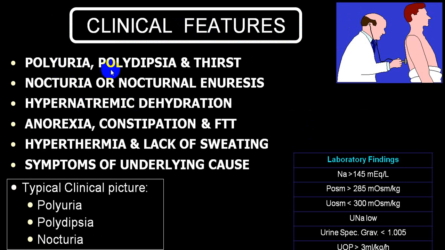So polyuria, polydipsia, increased thirst, nocturia, nocturnal enuresis, hypernatremic dehydration, and because of hypernatremia, the person will have CNS symptoms like altered behavior, irritability, seizures, and can even become comatose. Along with hypernatremia and dehydration, the person will develop anorexia, constipation, hypothermia, lack of sweating, and symptoms of the underlying cause. Whatever the etiology of diabetes insipidus, the person might have symptoms and signs of that.